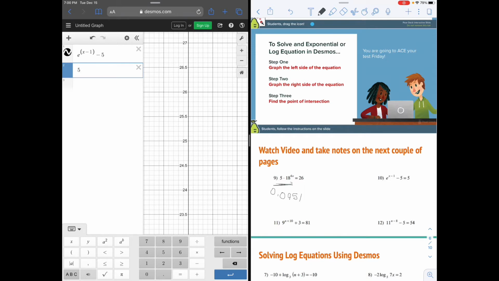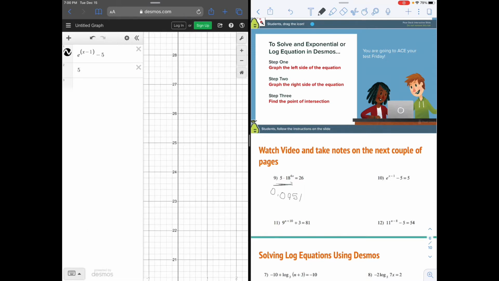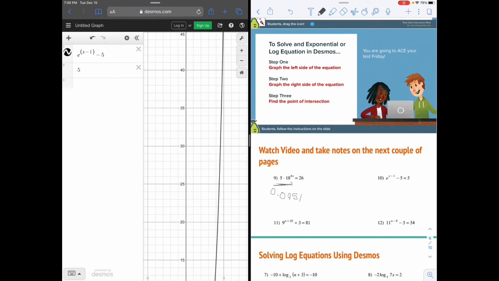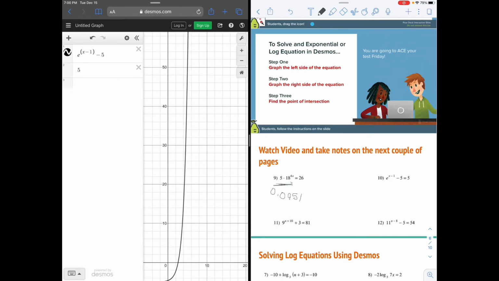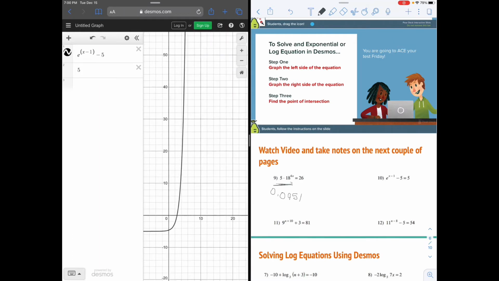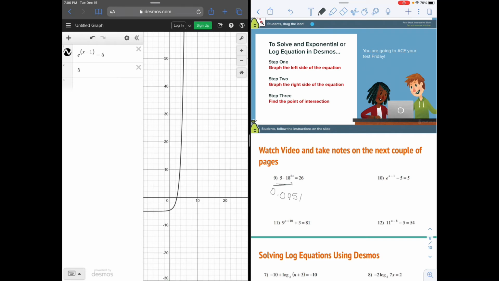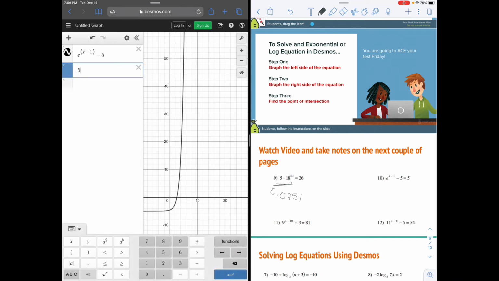And again, we're not seeing the graph. I should have paid more attention to how it was growing. So now we see e to the x minus 1 minus 5 is here, and we want to just simplify. Oh, I forgot to do y equals. Here we go. Okay. So you might have to play around with it to see the point of intersection.